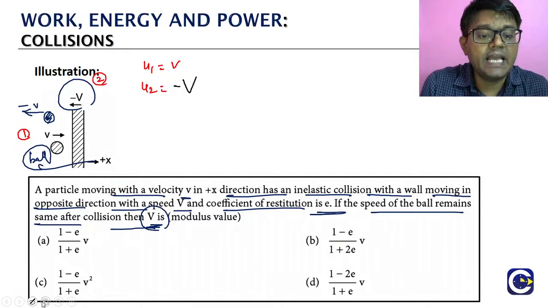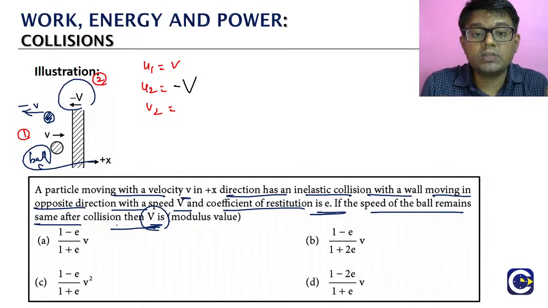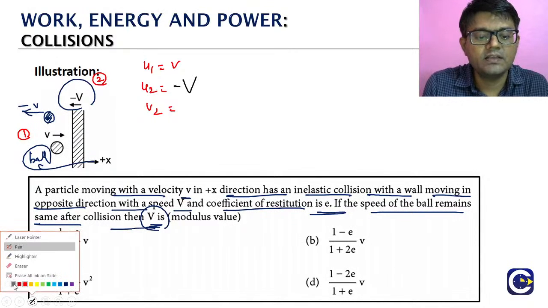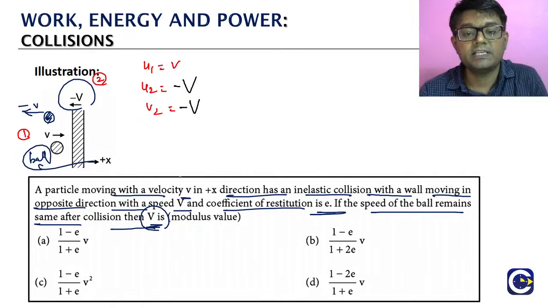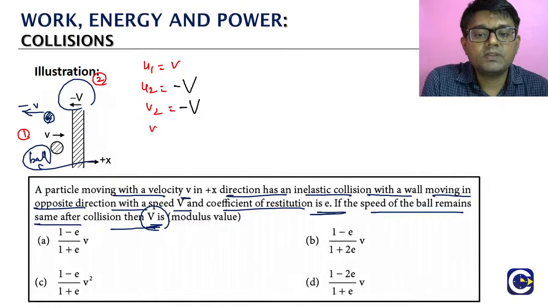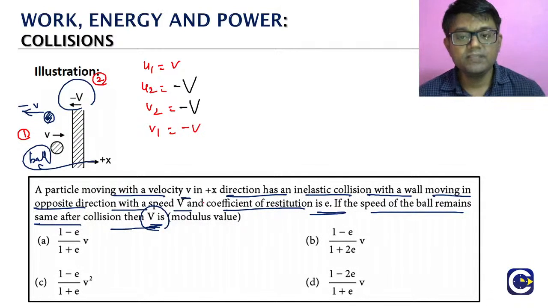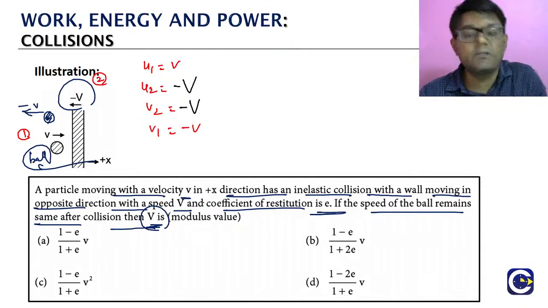Then what else do we have? We have V2. After collision also the wall velocity will not change because that is the heavy mass. After collision, the velocity will not be impacted. So that is again minus capital V, that is not changing. What is the V1 value? That is the velocity of the ball after the collision. V1 is minus small v. I am writing the capital V in black color, that is the wall velocity. Small v is the velocity of the ball. Now these are U1, U2, V1, V2.